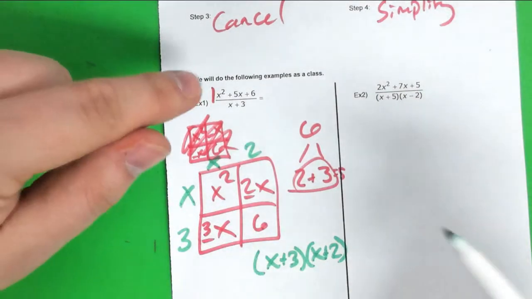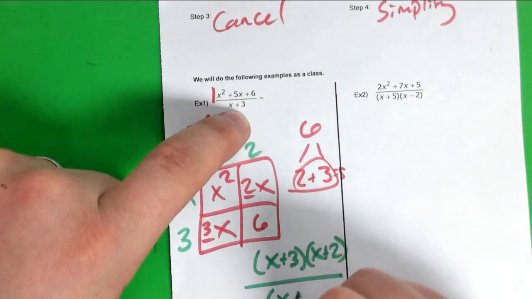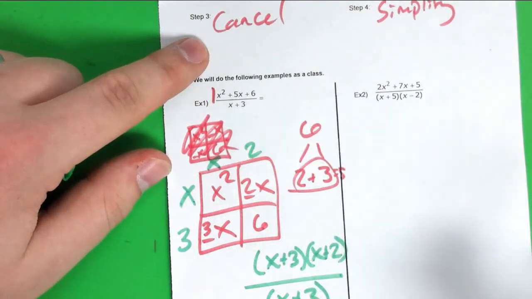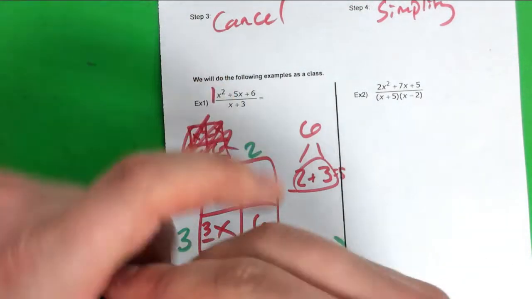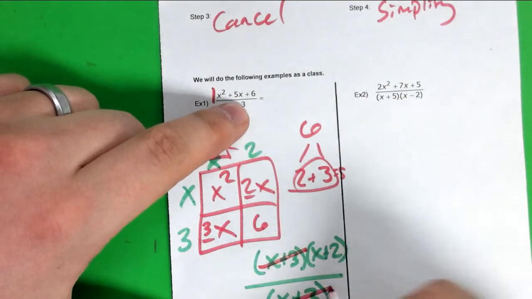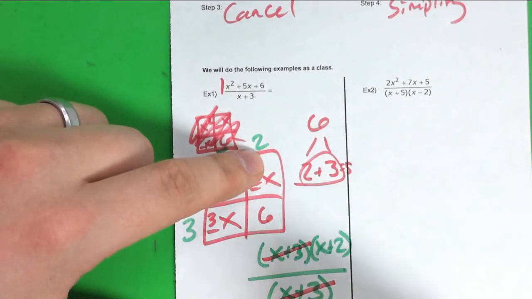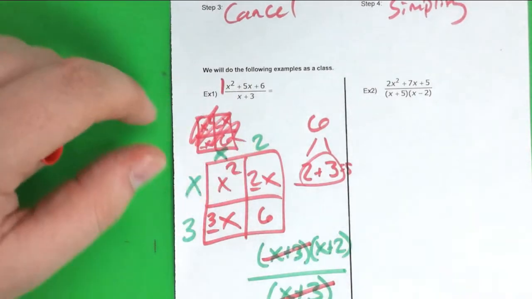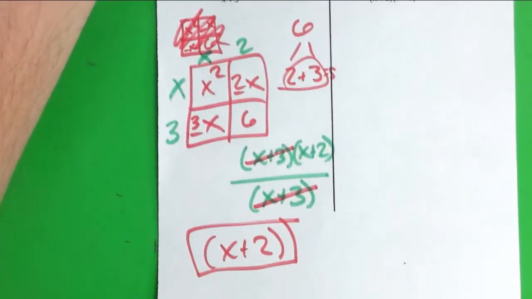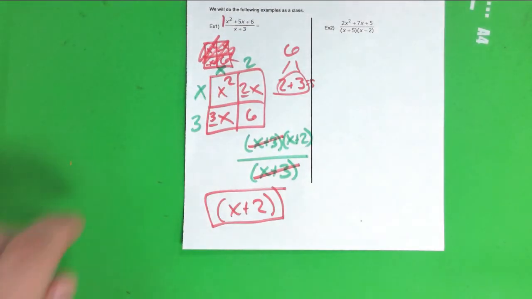Now, step 2 says factor the bottom, but if I look at that, x plus 3, that's already factored. So I'm not going to worry about that. I'm just going to rewrite it. Third step, we cancel. We're going to cancel the things that are identical. I've got an x plus 3 and an x plus 3. What's left? X plus 2. What's left is x plus 2, just like that. And that's my answer.